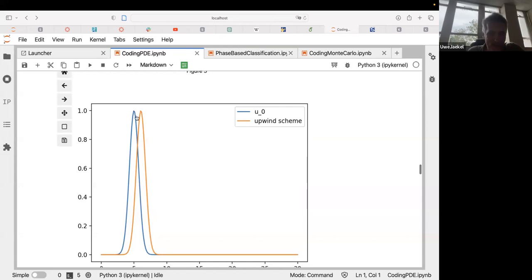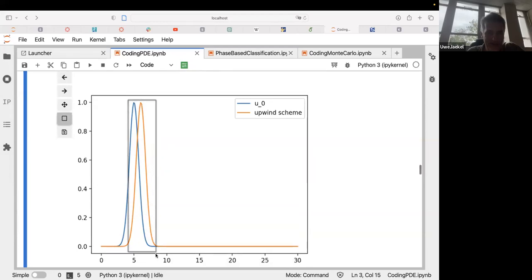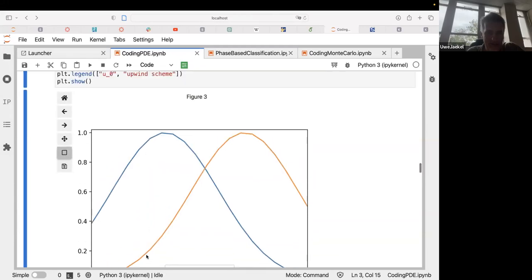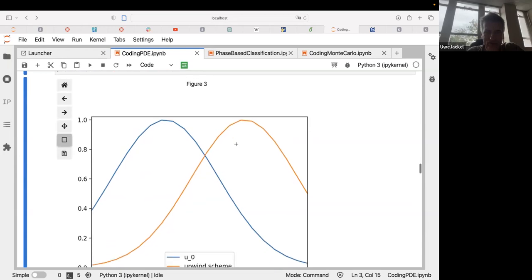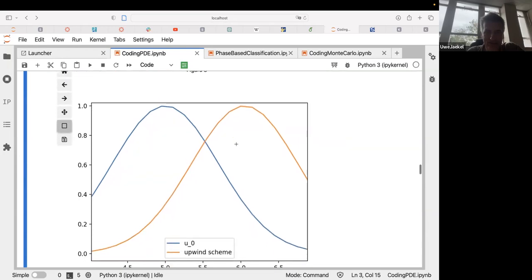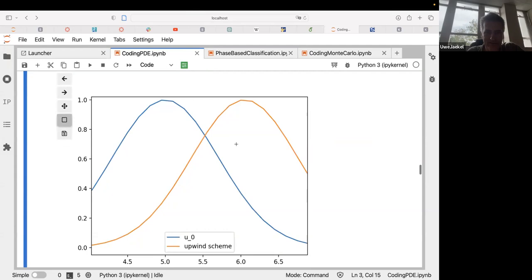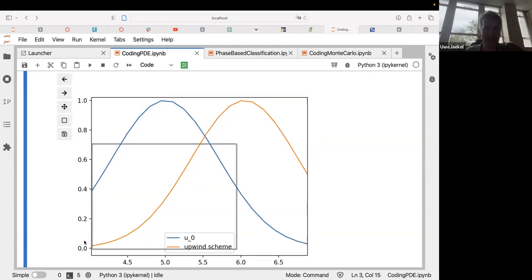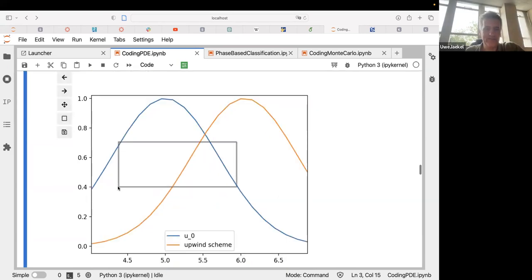You see, we have the maximum here at 5, and here actually it's at 6. When we zoom in, the maximum moves from 5 to 6. So this looks nice. And we should be moderately happy about it, at least moderately happy.